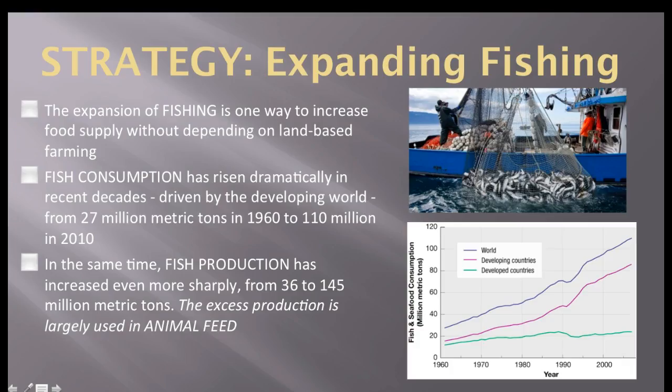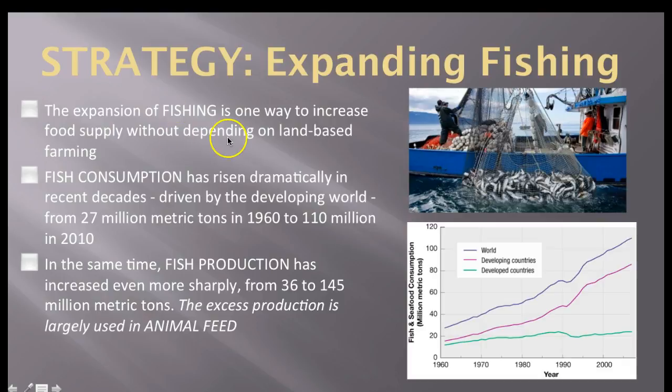Another idea that is always brought up as a strategy is expanding fishing. 70% of the world is covered by ocean, so essentially we should have an endless supply of fish, or at least that's the theory that they come up with. The expansion of fishing was simply one way to increase food supply in the world without depending on simply land-based farming, because we don't have as much land. Therefore, we should conserve it a little bit more, and this would solve that in one way.